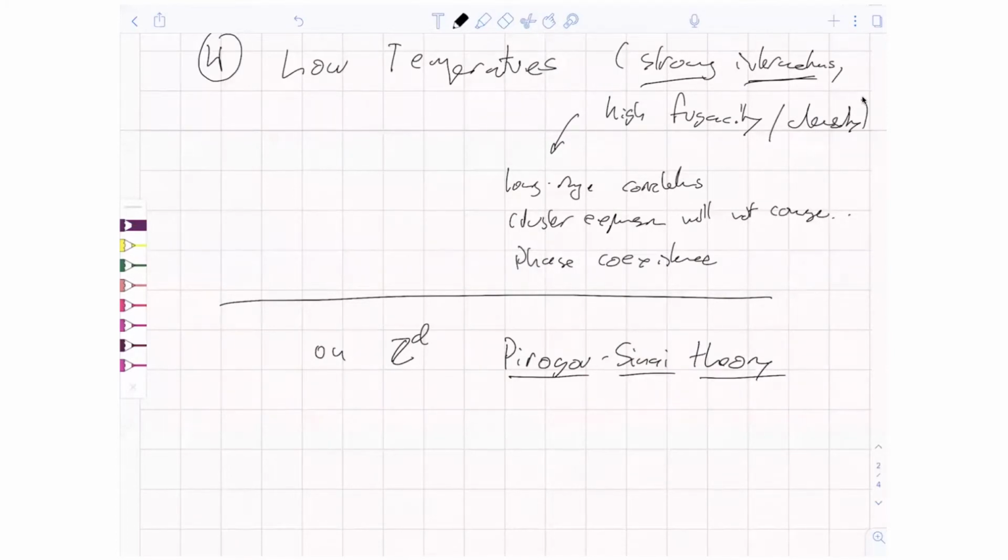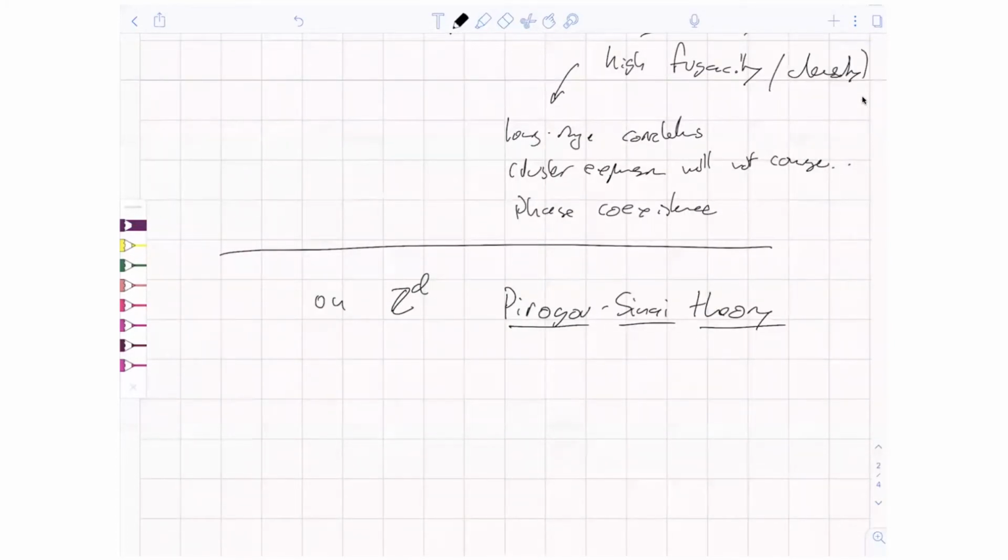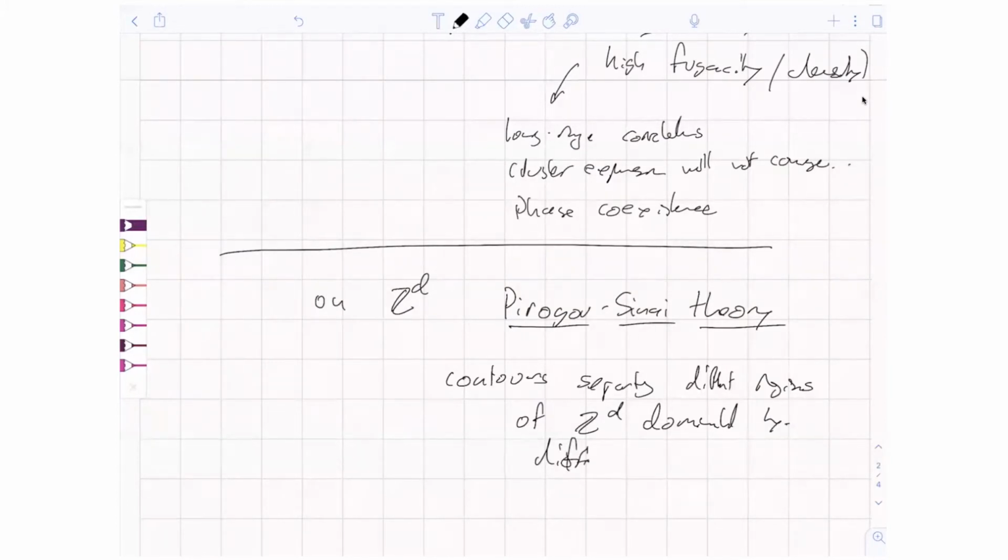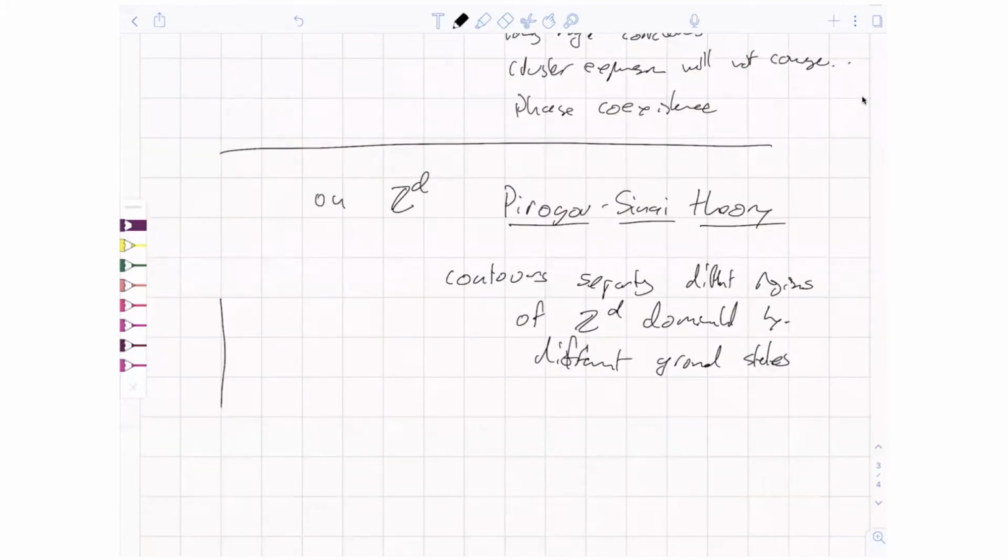Okay, and the idea is, Pirogov-Sinai theory is a bit more sophisticated and more advanced than what we'll do today. The idea here is, you're not necessarily looking at defects from the ground state, you're looking at contours separating, let's say, different regions of Z^d dominated by different ground states. And so I can do a little sketch here of what I mean.